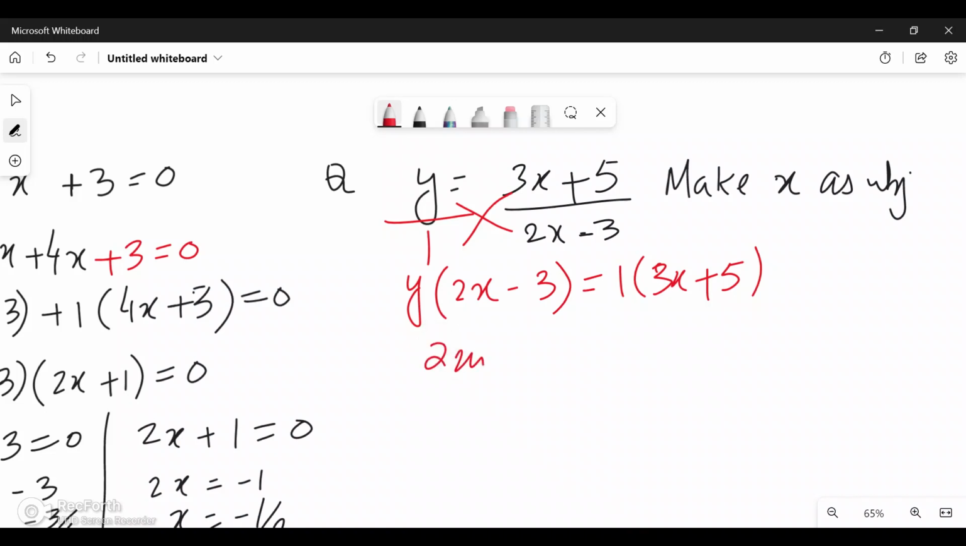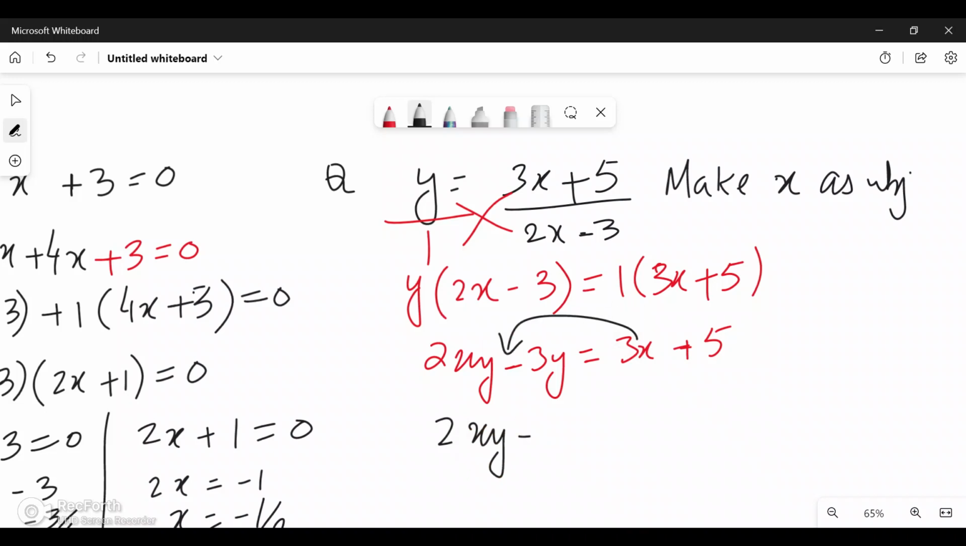Now again you will expand the bracket, you will get 2xy minus 3y is equal to 3x plus 5. As you can see, on both sides of this equation we have values which contain x. So it means the x values should be together first. Let's rearrange the x values or collect them on the same side.